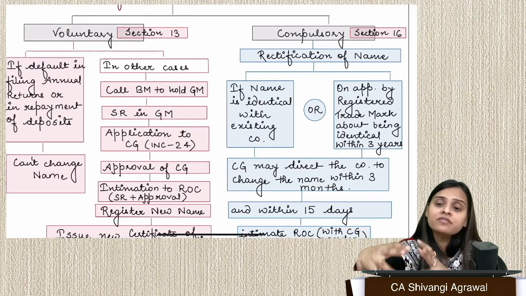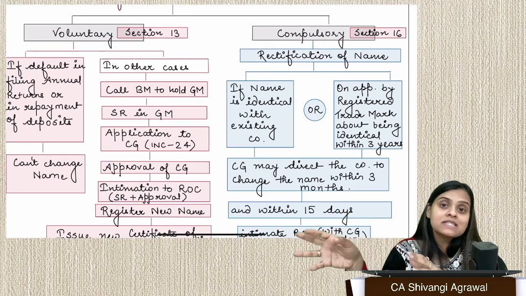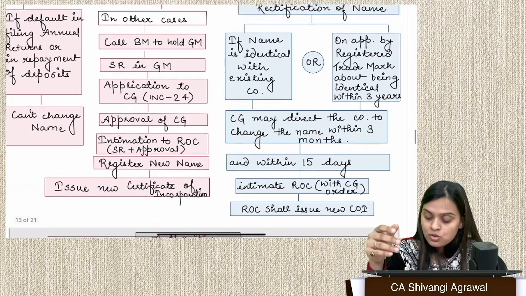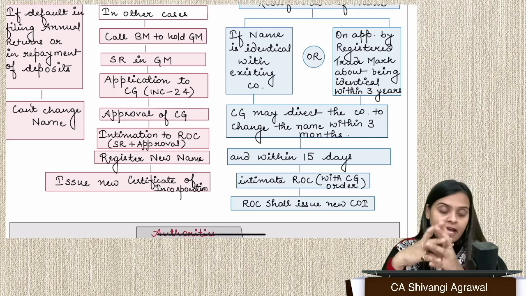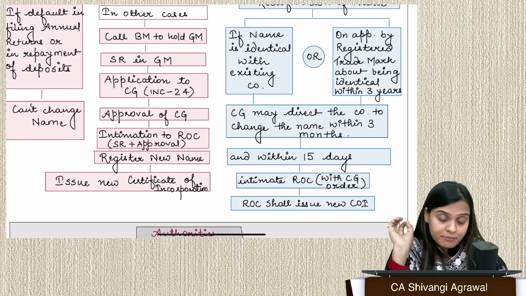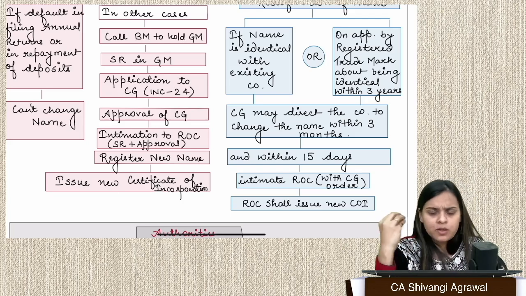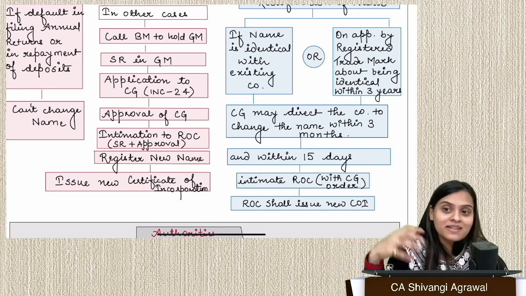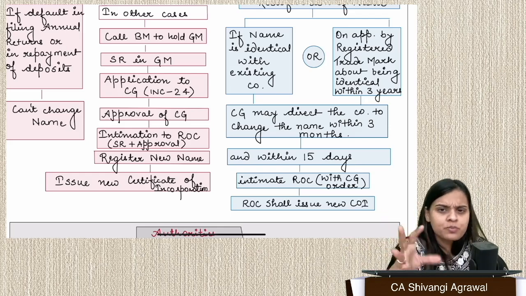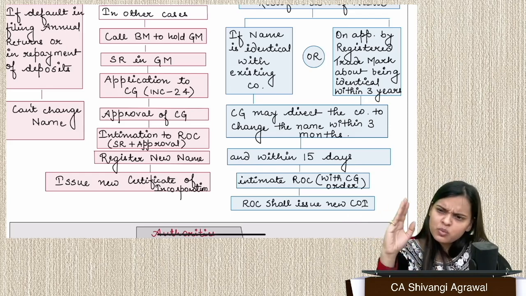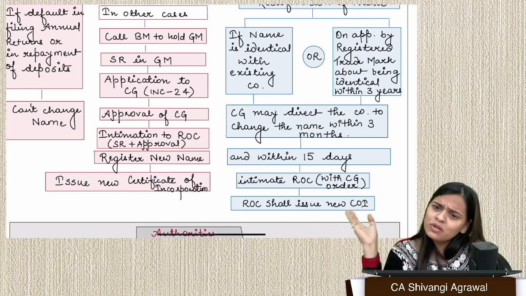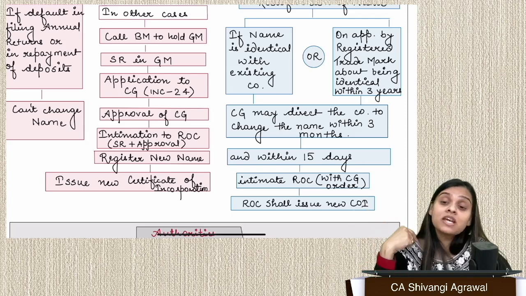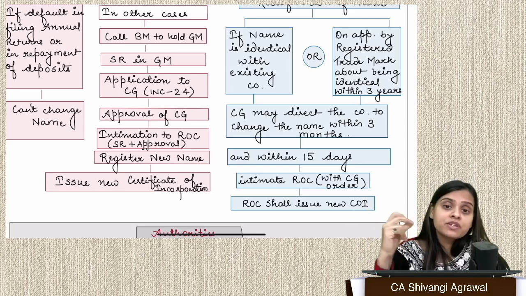The second situation is when we are being forced to change our name. Section 16 talks about rectification of name. So this is compulsory change of name. Suppose I am registered as a company, and for whatsoever reason, inadvertence or otherwise, I have registered myself with a name which is identical with an existing company. This comes under name restriction, but somehow it was approved and I was registered. Later on, central government comes to know that this particular company has been registered with a name which is identical or resembles an already existing company. So we should get this name changed. Central government will give us a direction to change our name within 3 months.